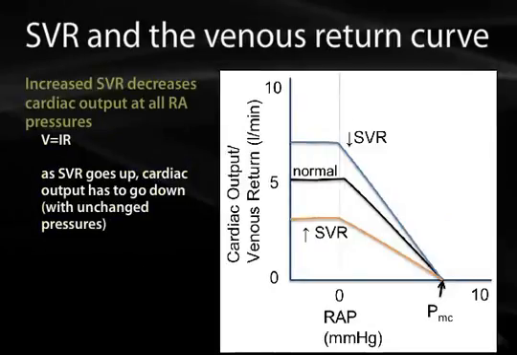This next graph shows how the venous return curve changes with systemic vascular resistance. An increased systemic vascular resistance, which is maintained mostly by arterioles, causes the venous return curve to shift to the left. Significantly, the slope of the venous return curve shifts to the left. A decreased systemic vascular resistance causes the slope of the venous return curve to shift to the right.